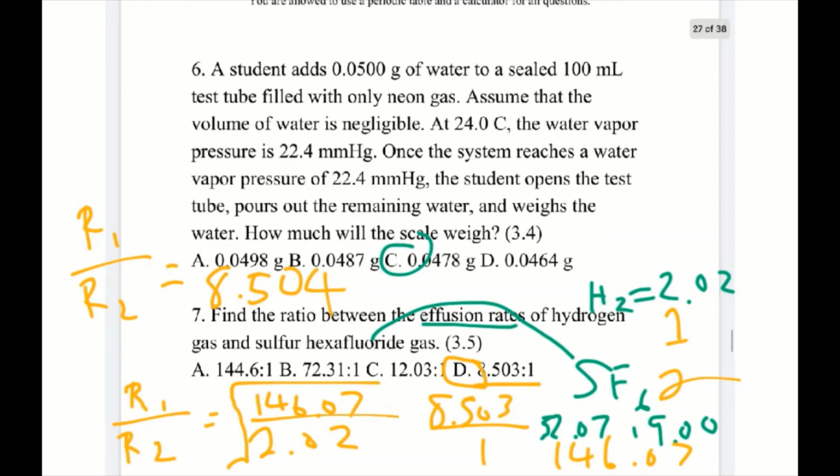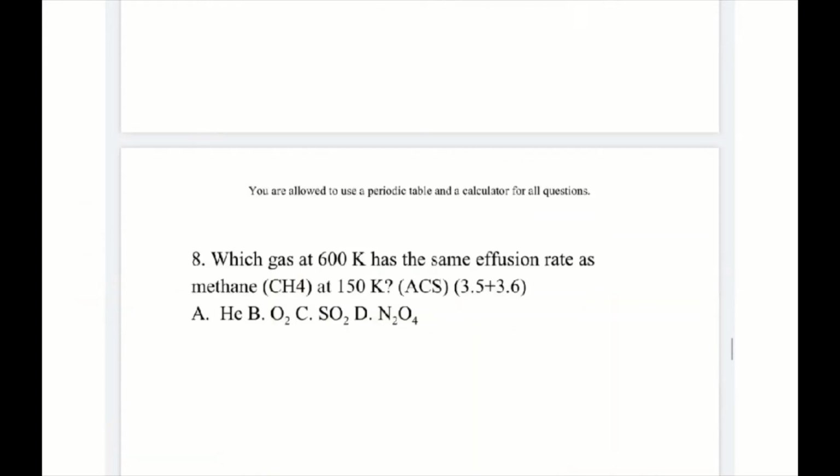They mean the same thing. So let's go on to the next question. Which gas at 600 Kelvin has the same diffusion rate as methane at 150 Kelvin? Now for this question, it's a little bit hard because it comes from the Chemistry Olympiad, but that's perfectly fine.